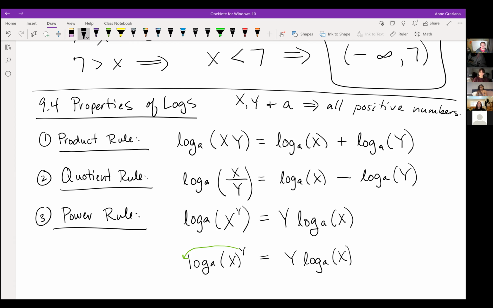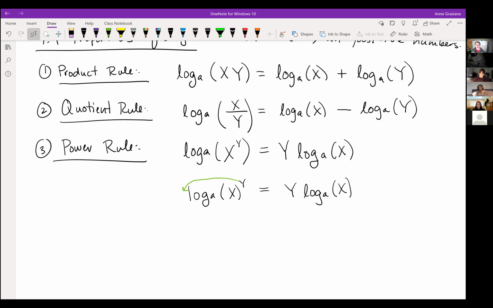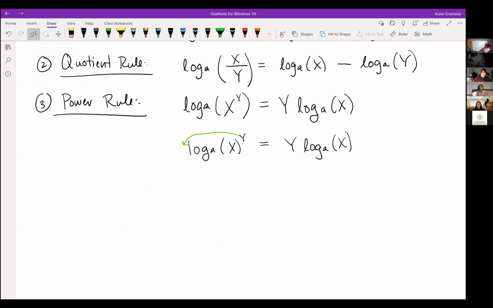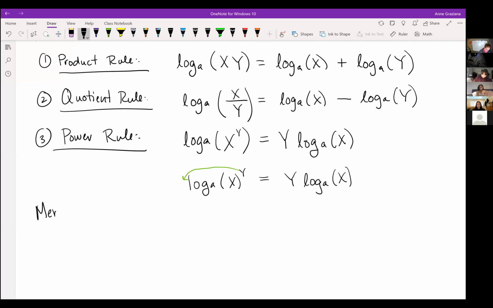Okay, sorry about that. So the other thing about these properties that you need to know is that they go both ways. So if you have two logs that have the same base in addition, you can also bring them together under multiplication. You can bring them together under division, and you can move the constant in the front back up as an exponent. So let's play around with some of these. Let's do some examples. And you will have to memorize these. You need to know these.